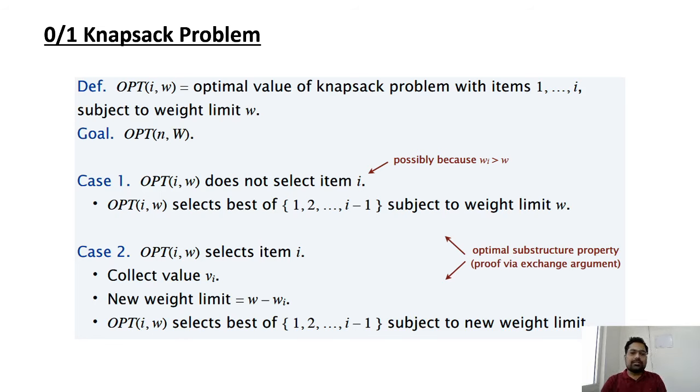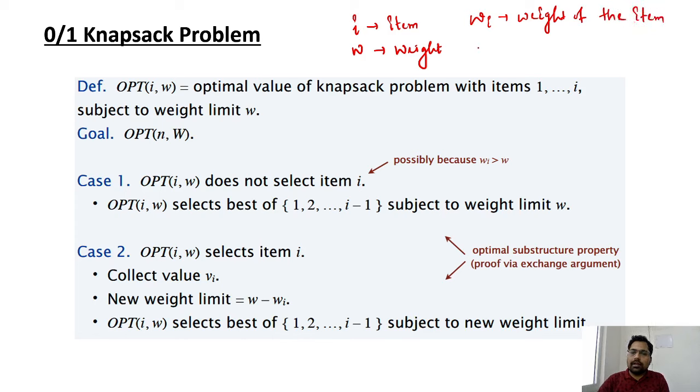Next, though we will be focusing on the profit here, I must say I have collected this information from the book by Tardos and his co-author. Here this algorithm introduces 2-3 variables. One is i, which stands for the item. w stands for the weight. So here wi stands for the weight of the item. And capital W stands for the maximum capacity of the knapsack.